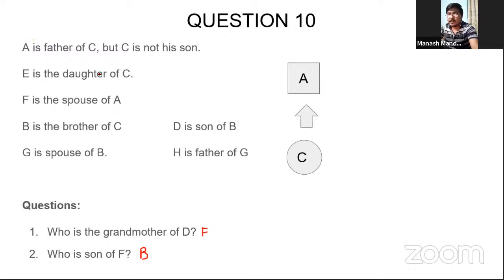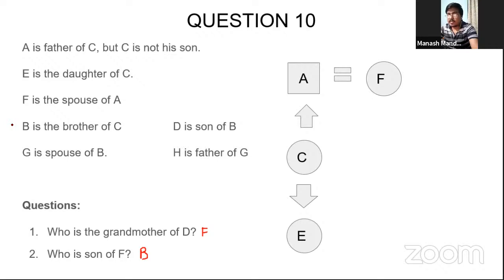Now the second one is E is the daughter of C. So this is C. E is the daughter of C, so the third generation. F is the spouse of A. So C's mother, F. We knew that A is a father, so obviously F. Spouse means both the husband and a wife, right? So do keep that in mind. So we know that A is already a father, so obviously F has to be a wife and female. So they two are married to each other.